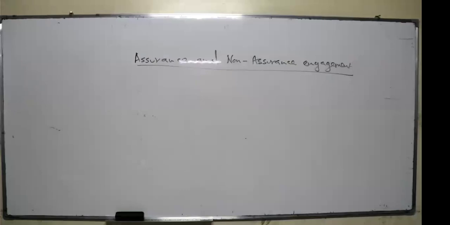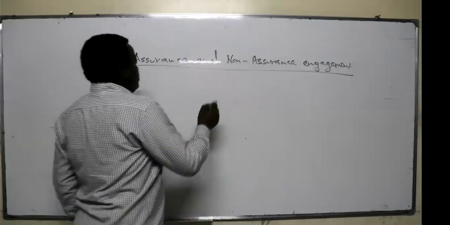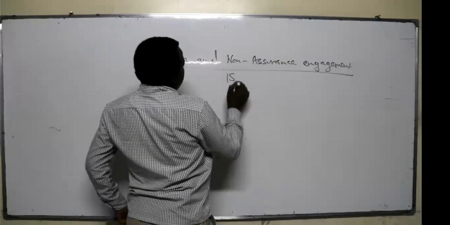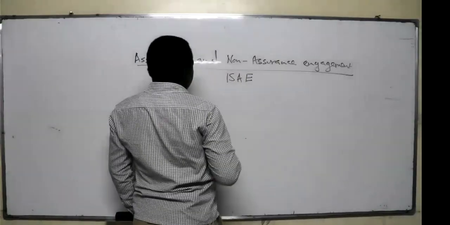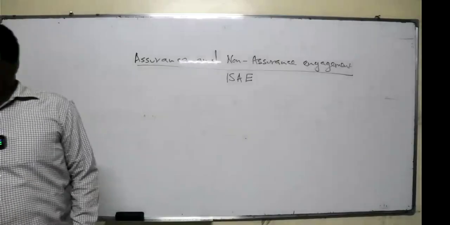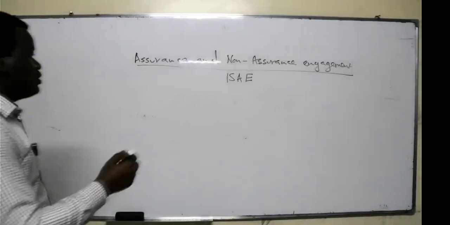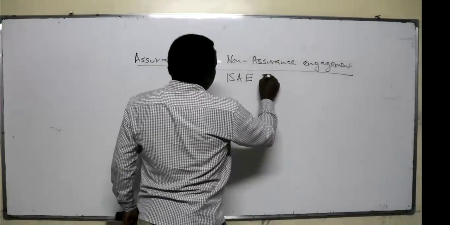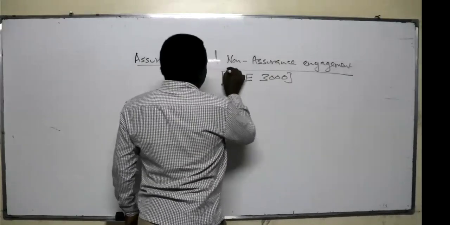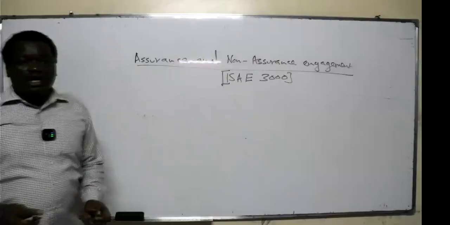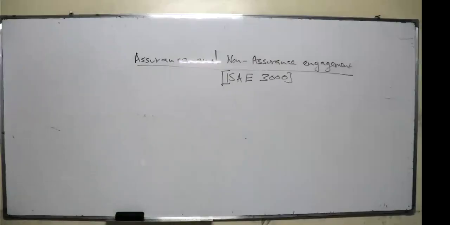The relevant standard for this is the International Standard on Assurance Engagements, ISAE 3000. That's the relevant standard for this topic, assurance and non-assurance engagement.